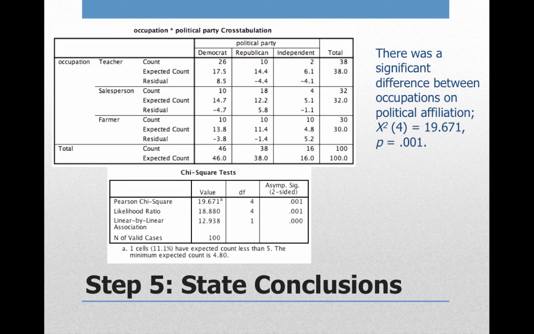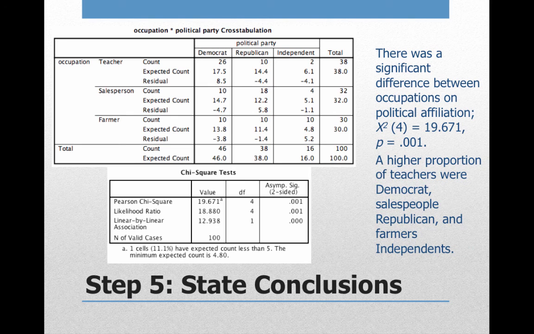If we expected to see 17.5 Democratic teachers, but in fact we actually saw 26, that's quite a bit more Democratic teachers than what we expected. Same thing with Republican salespeople. We expected to only see about 12 people, but we actually saw almost 6 more people. We saw actually 18 people. So in this respect, your follow-up conclusion statement would be a higher proportion of teachers were Democrat, salespeople Republican, and farmers independents.